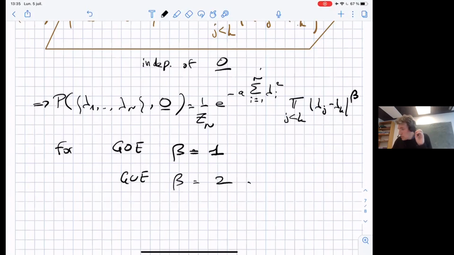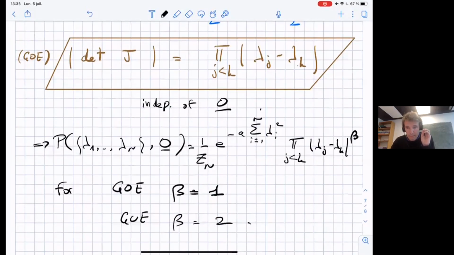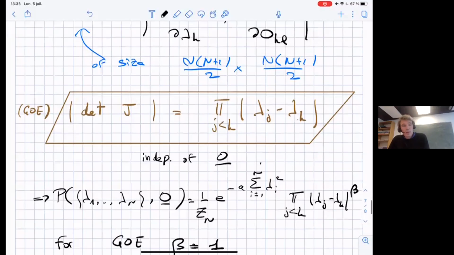Now, I want to answer this question because it's sufficiently interesting. The question is, what would happen if there is degeneracy, because then the determinant of J is equal to 0? That's a good question. The point is that we are dealing with random matrices, and that means I take these entries as random variables and draw them from a continuous distribution, typically a Gaussian, as we have seen. So the probability that two eigenvalues exactly coincide is basically equal to zero.